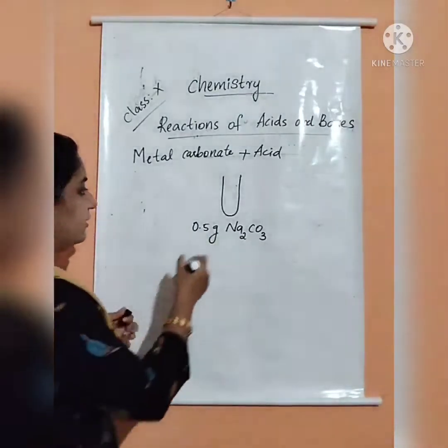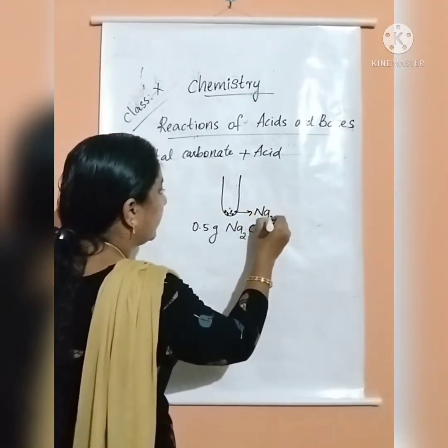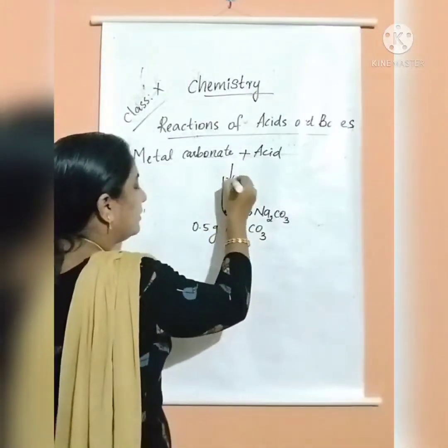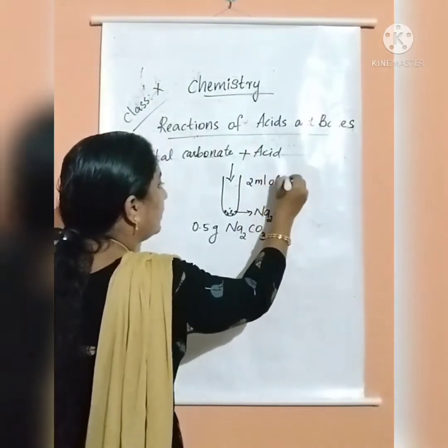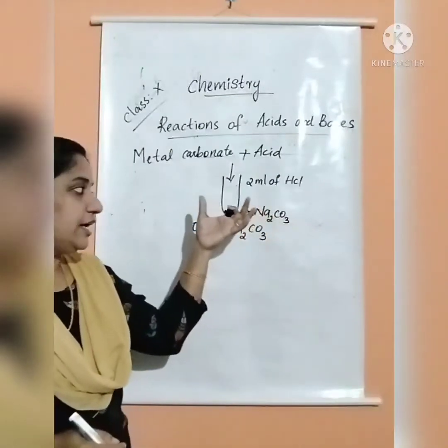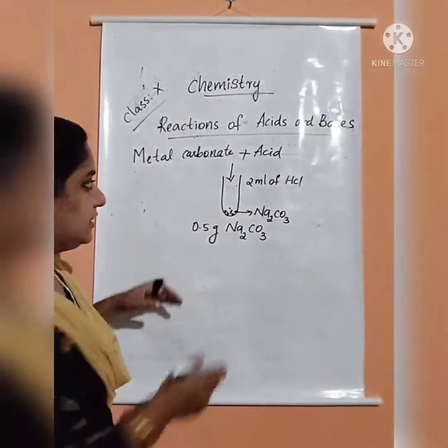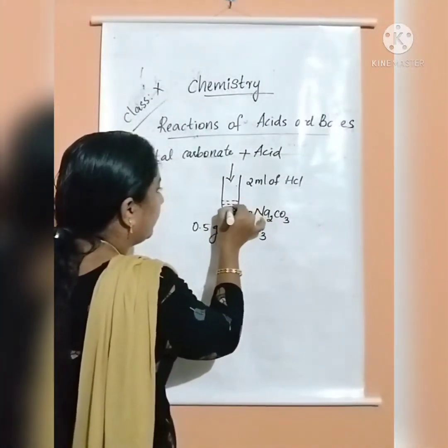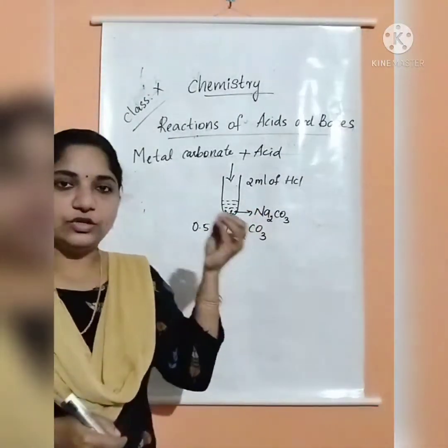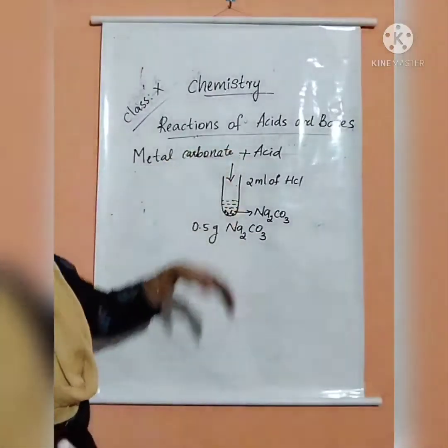Sodium carbonate, Na2CO3. Then we add 2 ml of hydrochloric acid, dilute or concentrated. It is better to add dilute hydrochloric acid to this sodium carbonate powder, 0.5 gram of sodium carbonate. Then we add 2 ml of HCl.